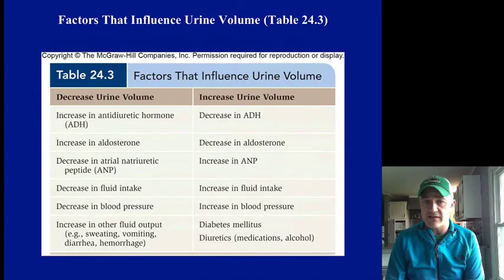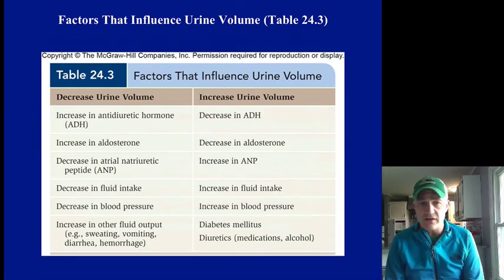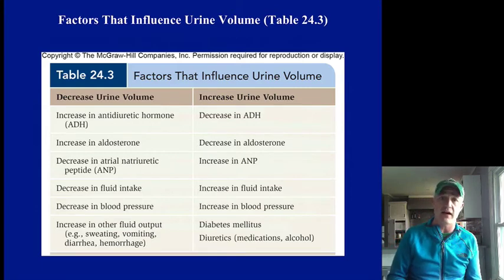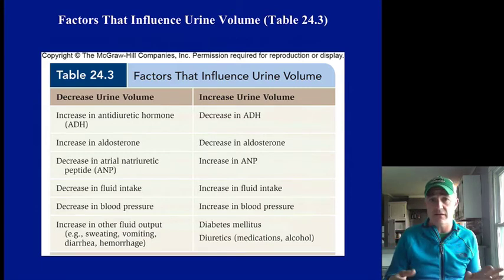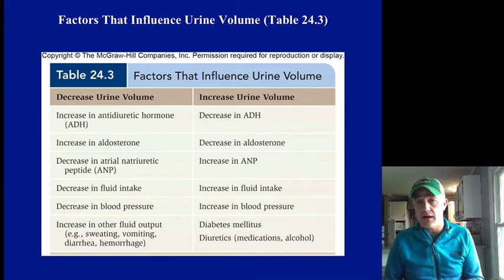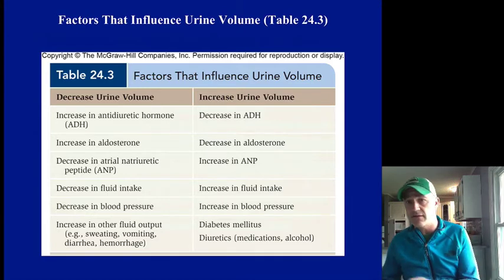And again, all these factors that can influence this, a really easy thing to ask in like a little matching or a thing like that. What can decrease urine volume? What would increase it? And again, a lot of these things are also messing with that GFR rate, that glomerular filtration rate. Generally, the higher the rate, the more urine formation. The lower the rate, the less urine formation.